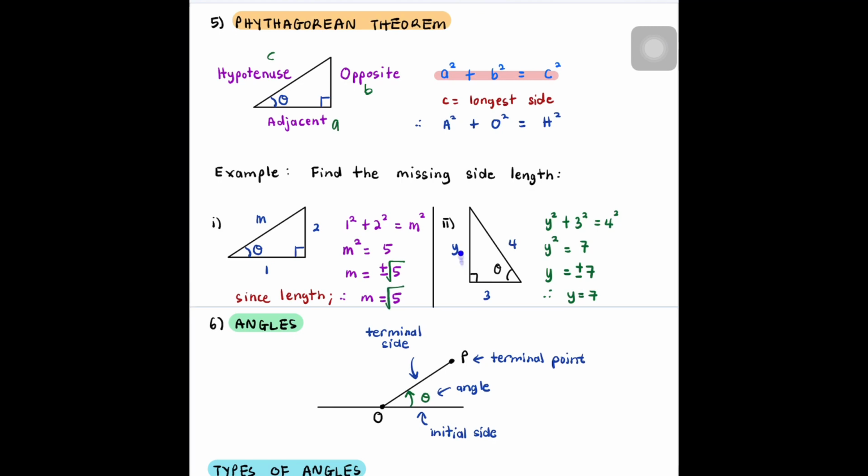Number 2, let's say Y is unknown, the opposite side. Adjacent is 3, hypotenuse is 4. So you have the same formula, y squared plus 3 squared is equivalent to 4 squared.